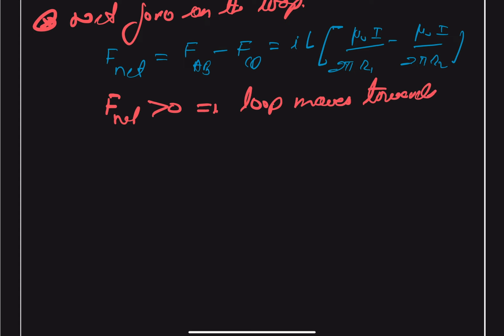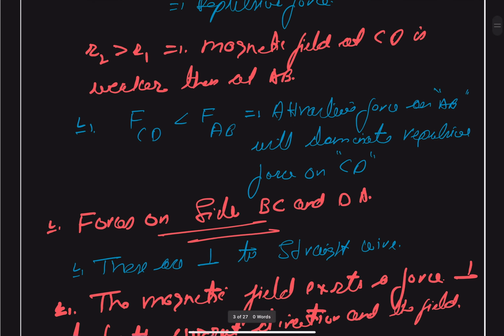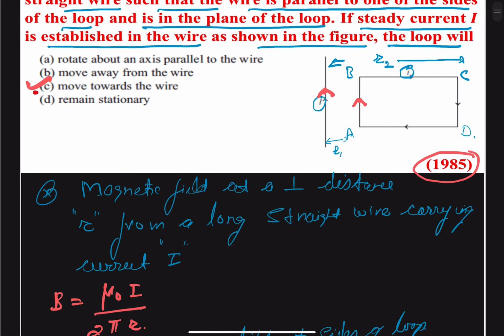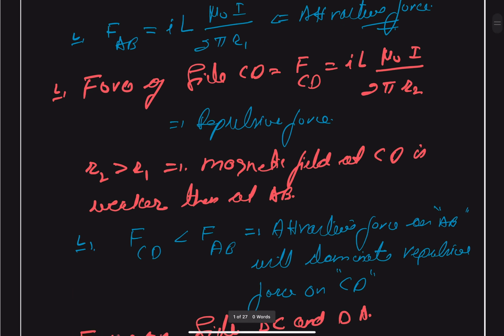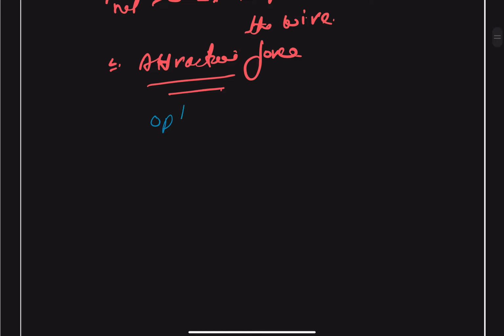Towards the wire, or we can say attractive force. So the options that are given to us, option number C is the correct option, which states that it moves towards the wire. So you can say option C is correct. We come to the next question.